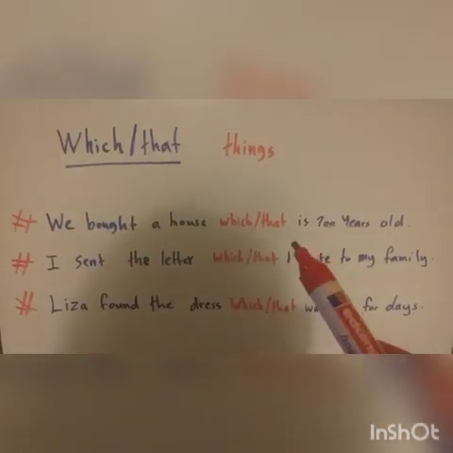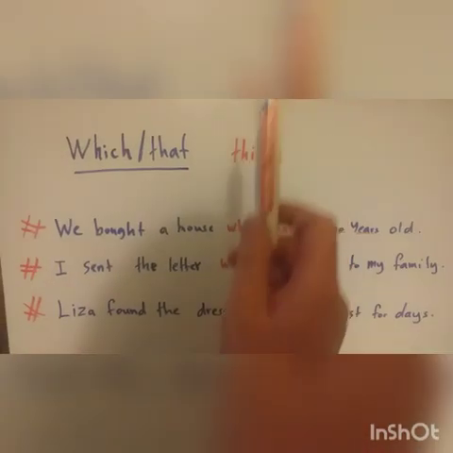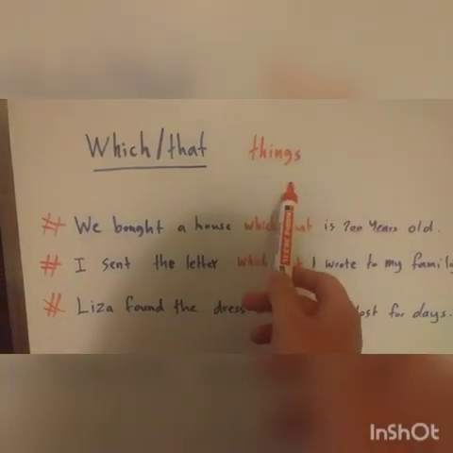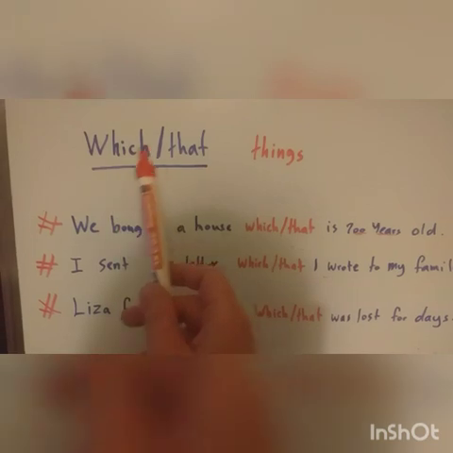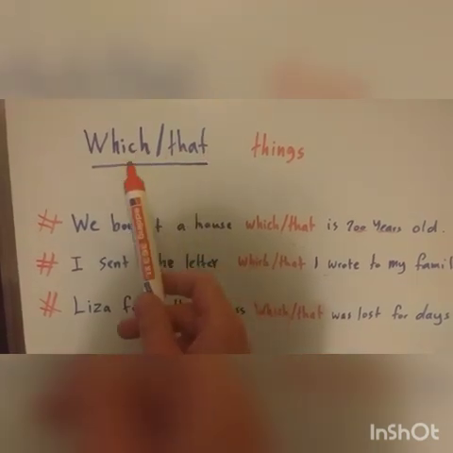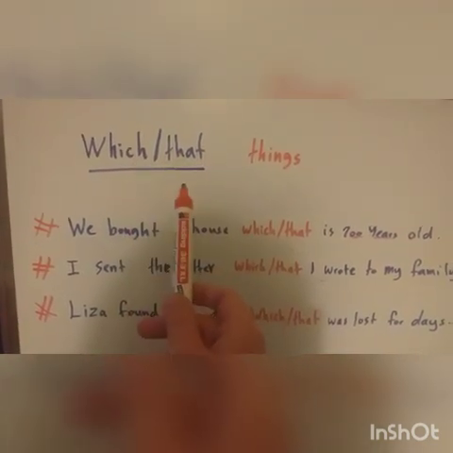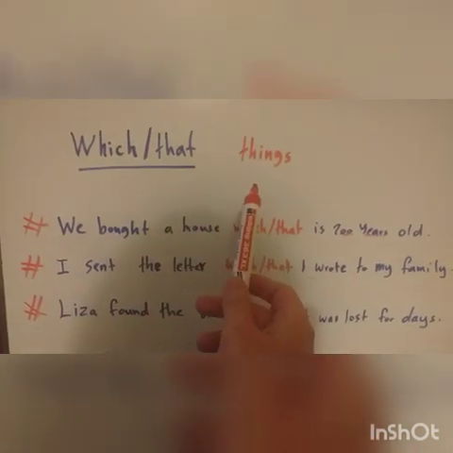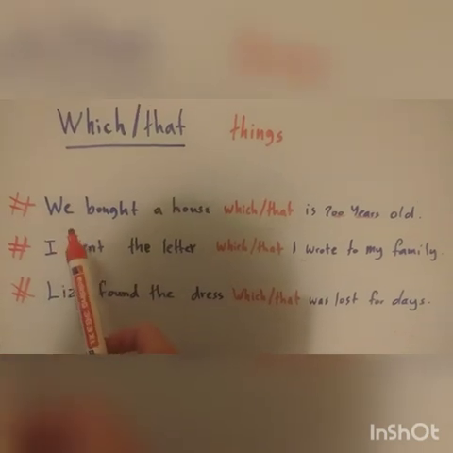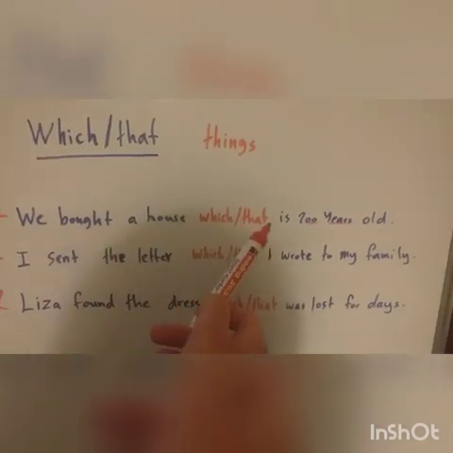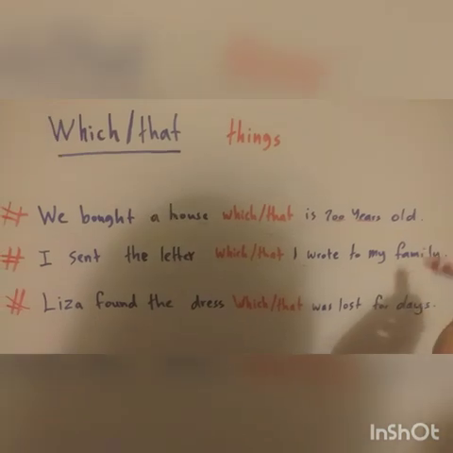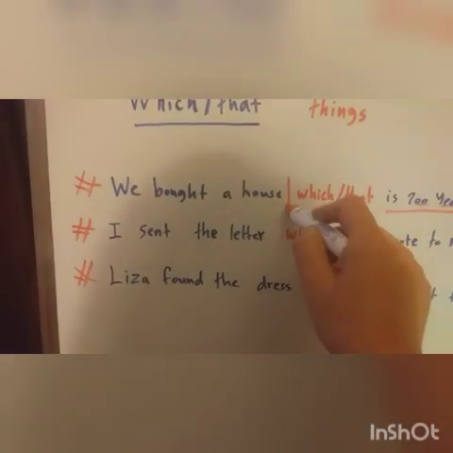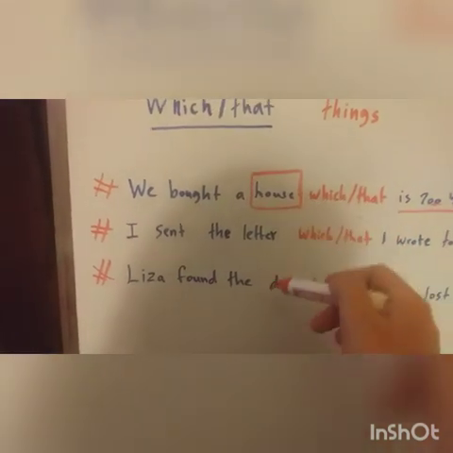The next relative pronoun that you need to learn about is the one we use for things. For things, we use which or that. The two relative pronouns function in the same way when we talk about things. Let's take a look at the examples. We bought a house which or that is 200 years old. Here in this sentence, we've related the age of the house to the house, which is a thing.